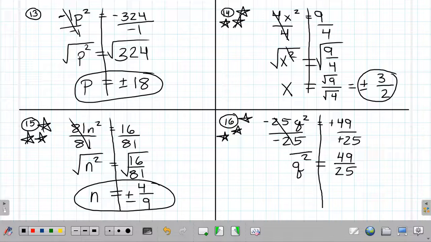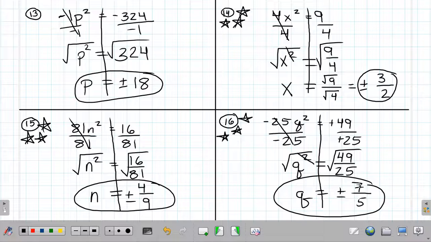So now let's take the square root. The whole point there is to get rid of the squared, so q is equal to the square root of 49, which is 7, over the square root of 25, which is 5. So our answer is positive 7/5 and negative 7/5. But this all goes back to, if you have a fraction, don't automatically run and try to use the decimals, because sometimes those decimals, as in the case with number 15, can be pretty nasty.